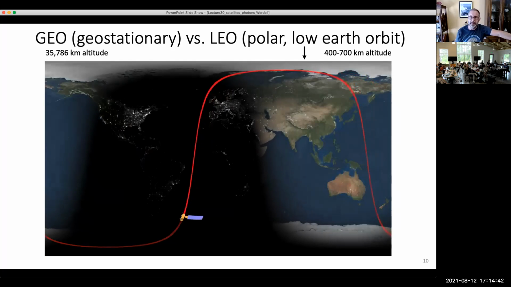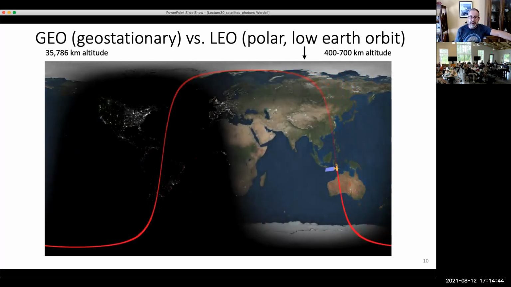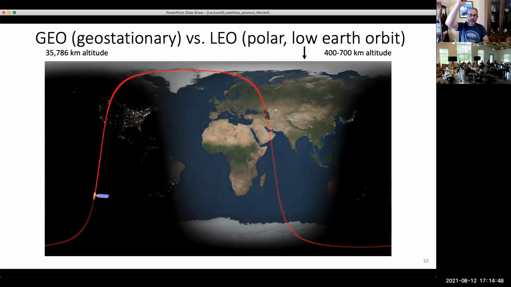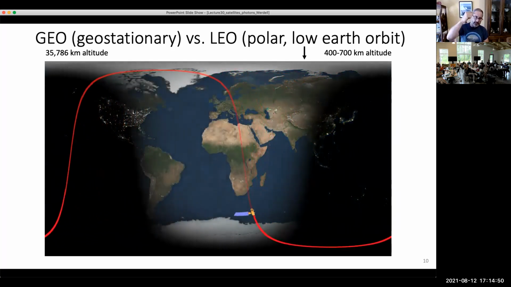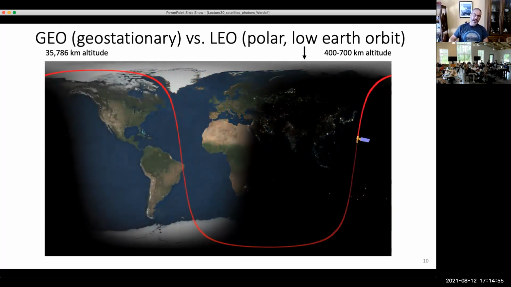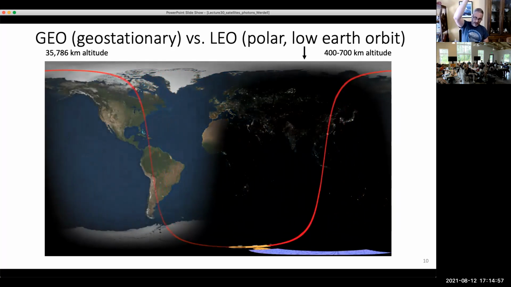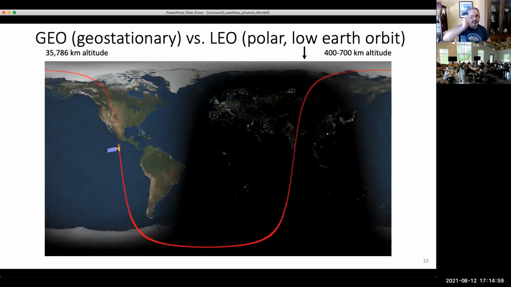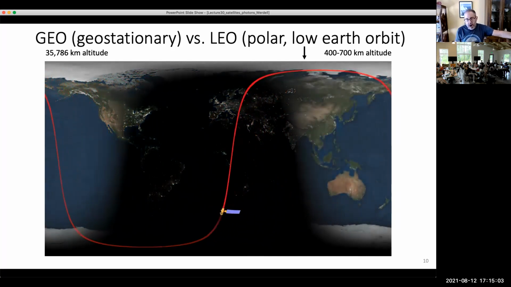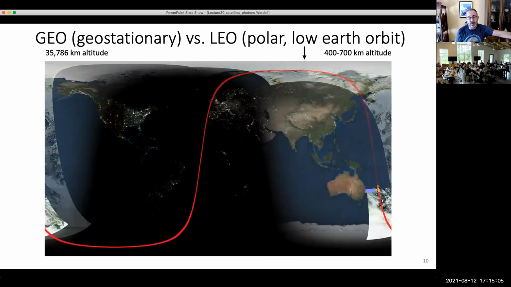This is low Earth orbit. Effectively, what you're looking at in this case is a satellite that is going pole to pole in an ascending orbit, crosses down, descending through the backside of the Earth, and then ascends from the southern pole to the North Pole and the sunlit side of the Earth. The advantage of this is, like we were talking about, you can see the entire globe.